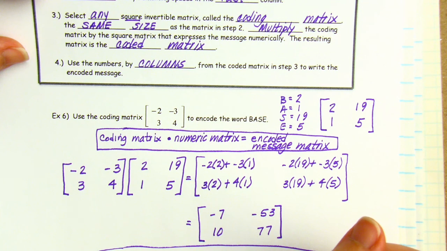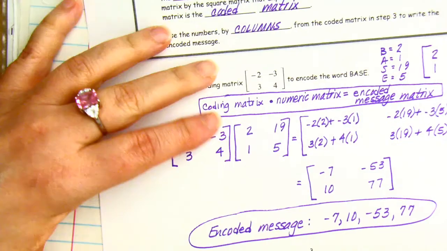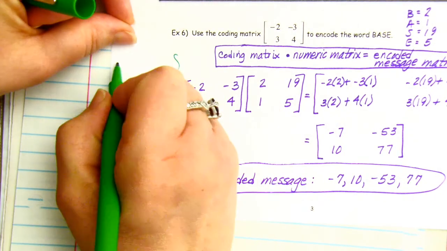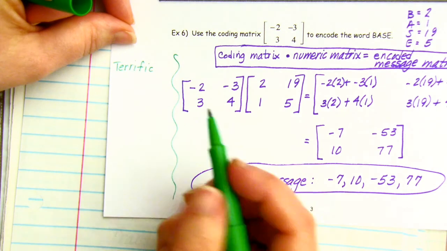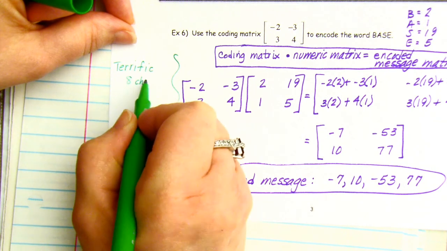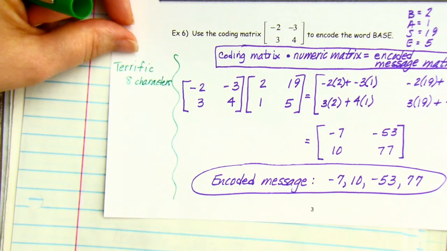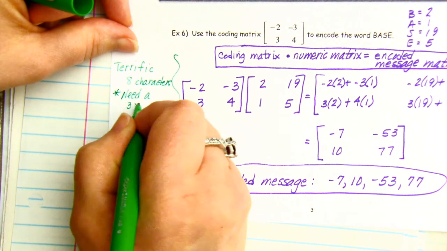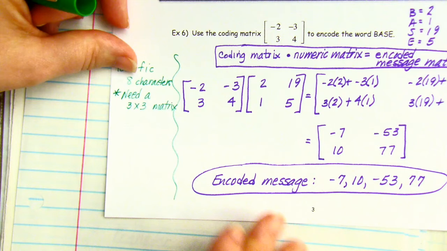like, I don't know, terrific, all right? So this is just like an example. If I have the word terrific, I have to count the number of characters. 1, 2, 3, 4, 5, 6, 7, 8. 8 characters. I would need a 3x3 matrix, since a 3x3 has 9 spaces.